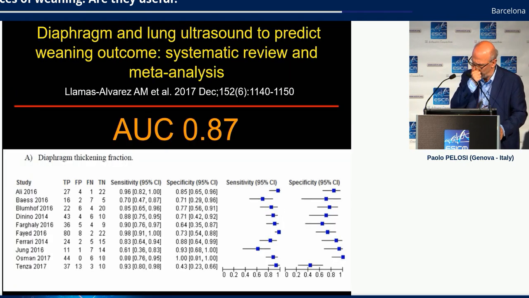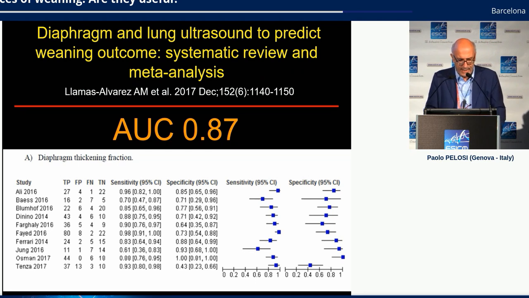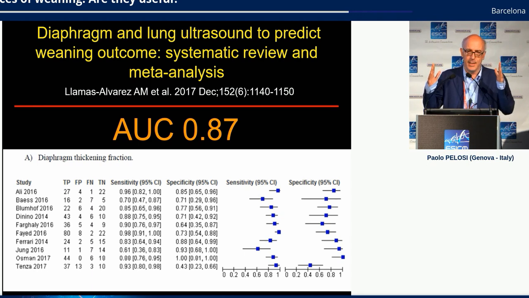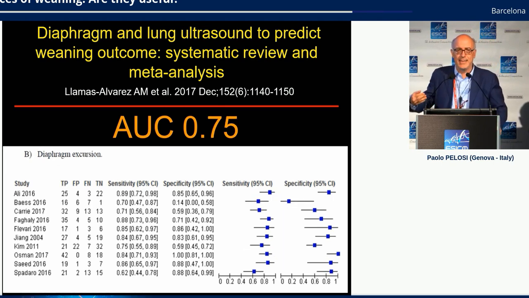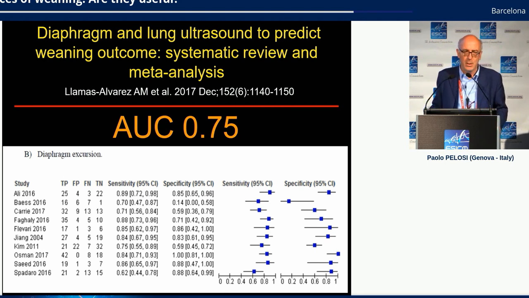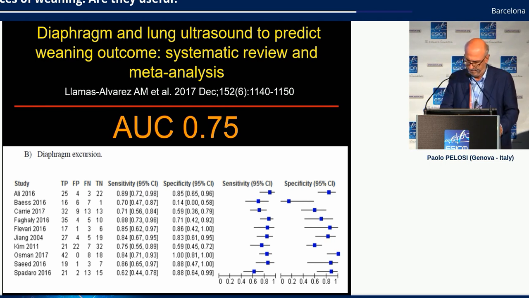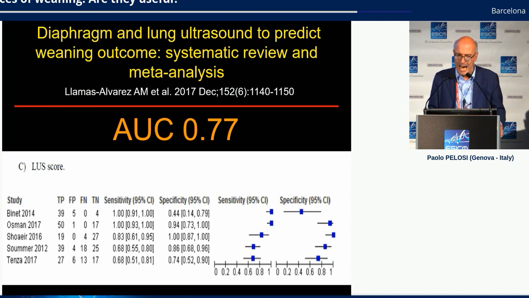And this is a very recent meta-analysis showing that diaphragm thickness is the most important in terms of prediction for weaning outcome. You see the AUC is very high, around 90%. The thickness is taken with the linear probe on the lateral chest. The diaphragm excursion that you can take with the curvilinear probe, subcostal, is a little bit less, as well as the lung ultrasound score. So the thickness is very interesting.